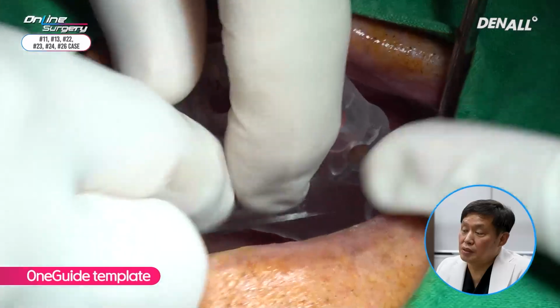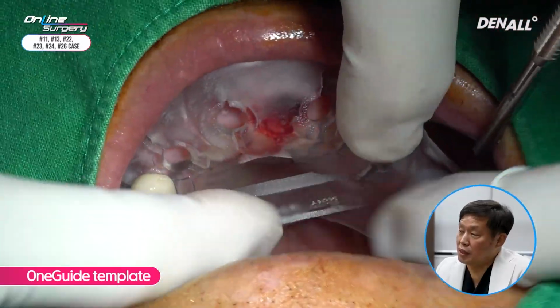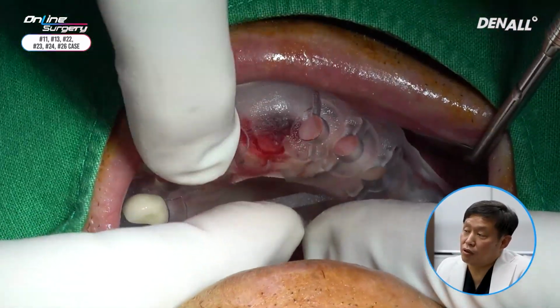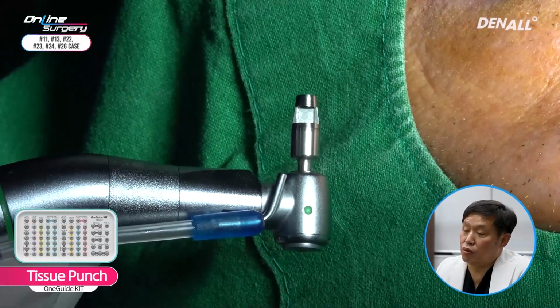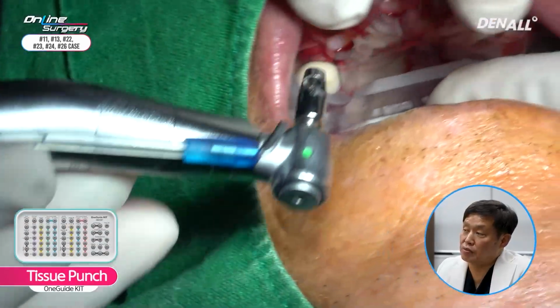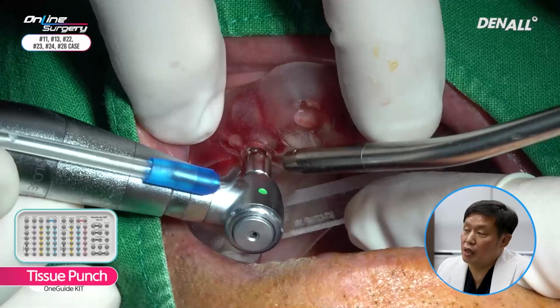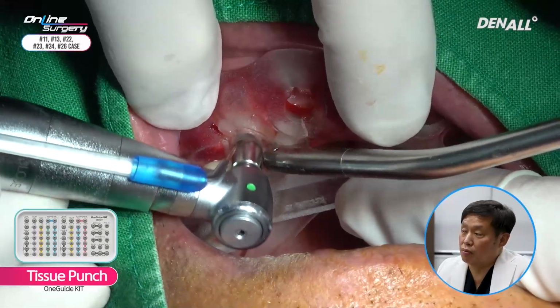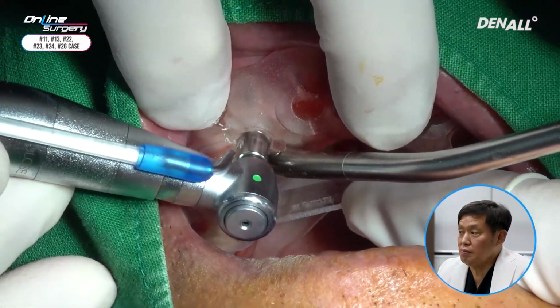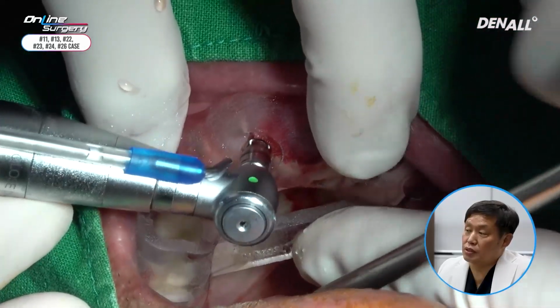OneGuide template was adapted. It was nicely adapted. Tissue punch was used to remove overriding mucosa. Overriding mucosa was removed in number 13 first, and in the same way, in number 11, tissue punch was used.